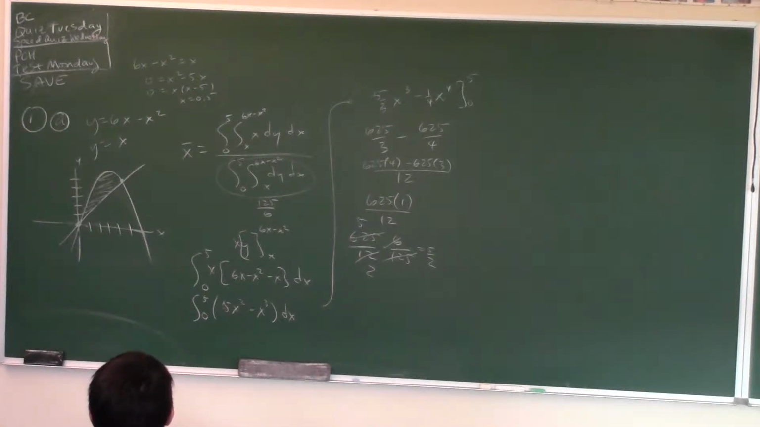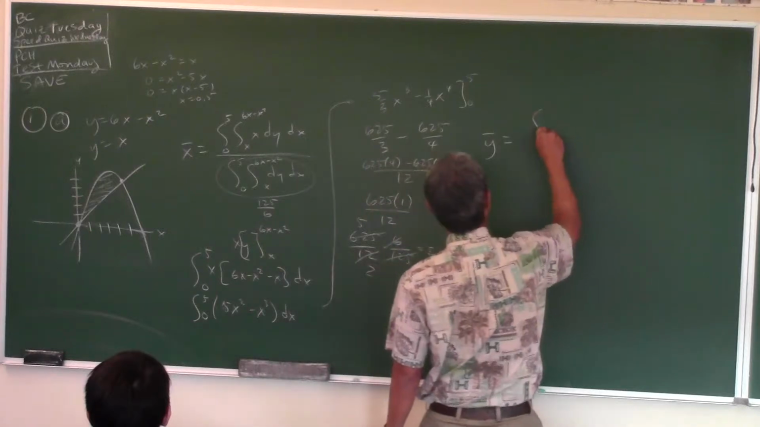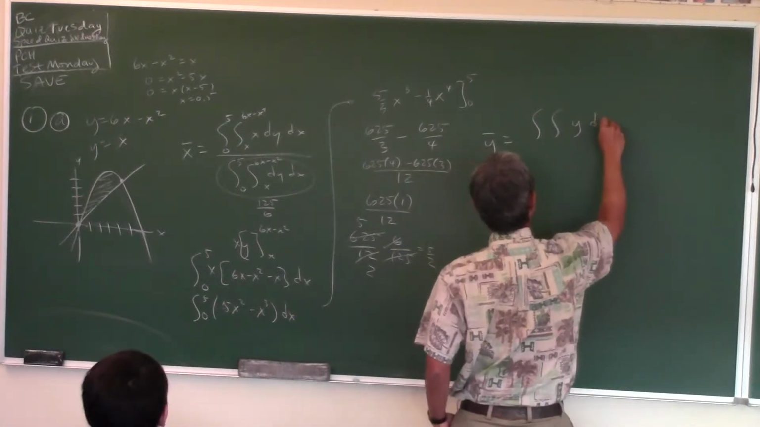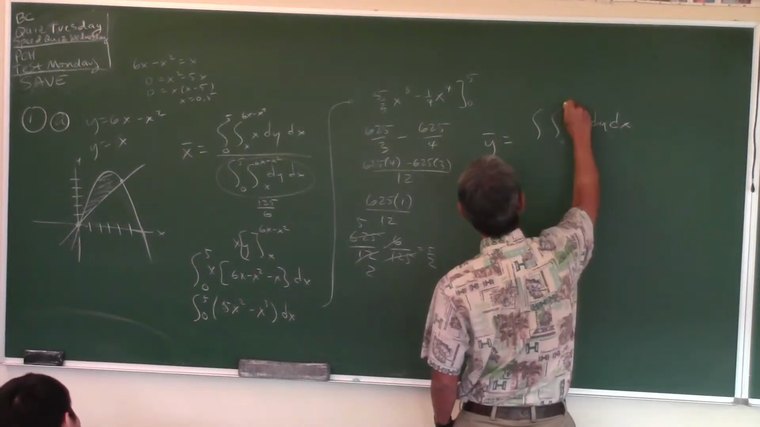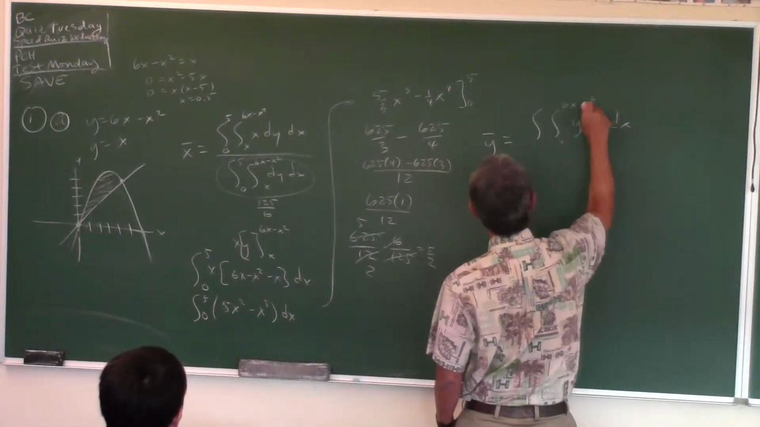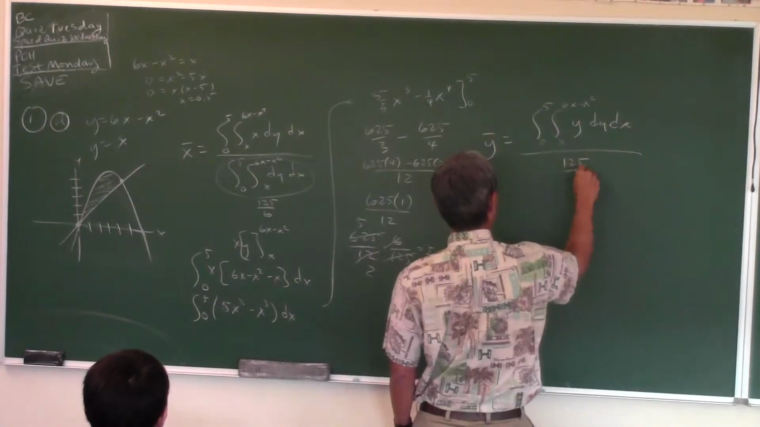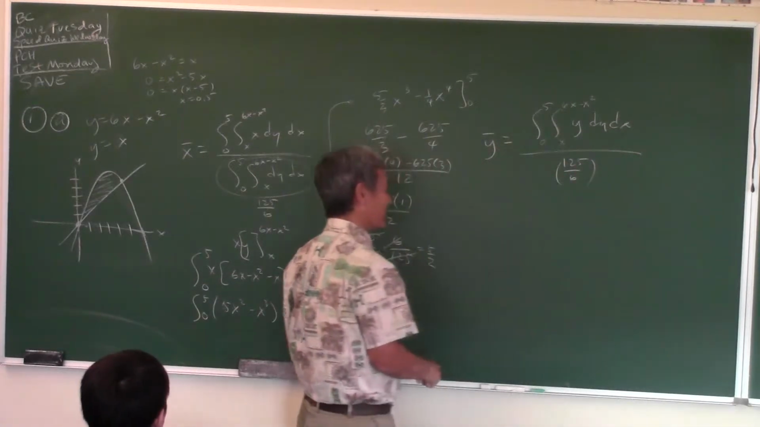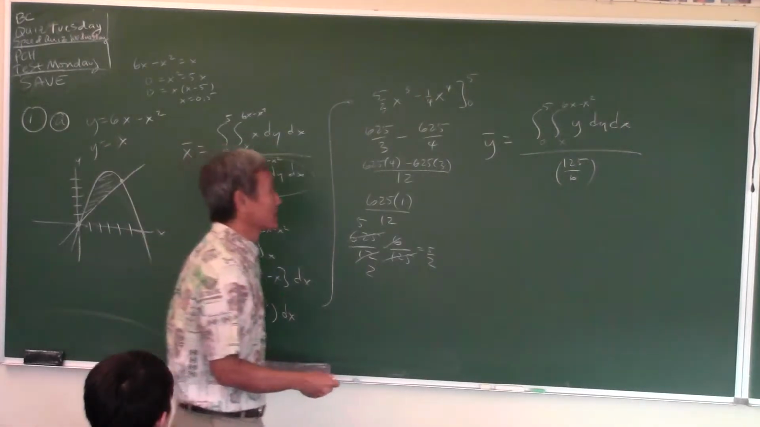Okay, now I need to do the y one. So the y coordinate of the centroid would be the double integral of y dy dx, and again, the limits are not going to change. x to 6x minus x squared, 0 to 5, all over the area. Let's not reinvent the wheel. We know it's 125/6. Okay, then what the heck, let's just do it.